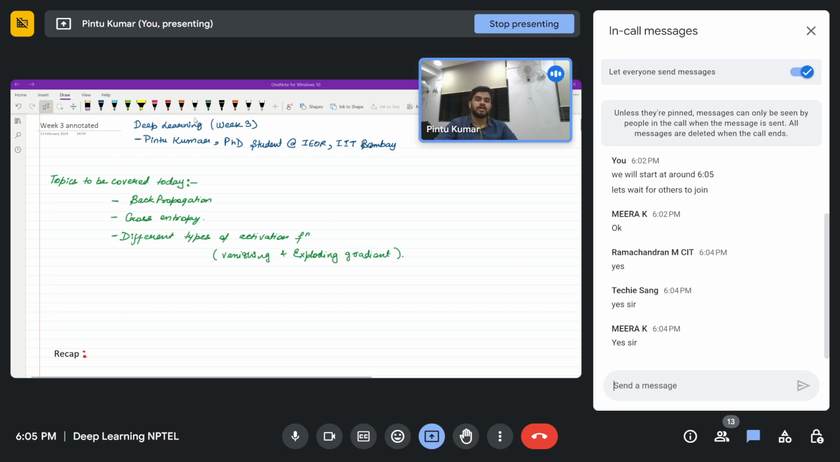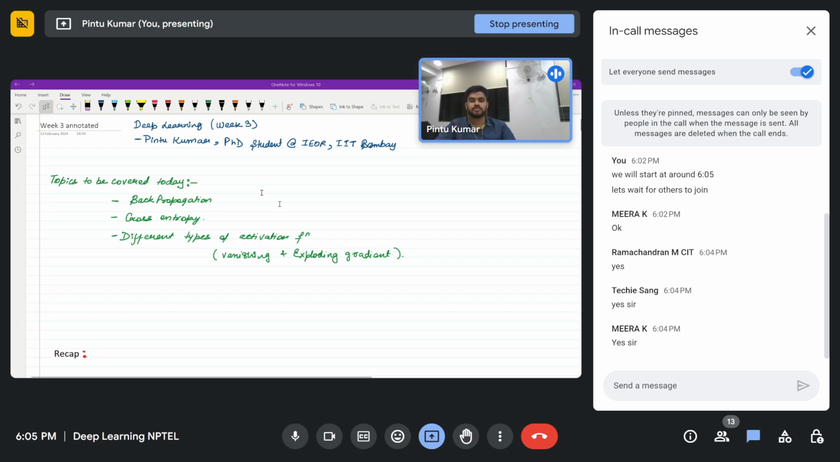The topics that I plan to cover today are related to week 3 content of the course and would broadly cover backpropagation. It would cover cross entropy and how we use this for classification problems, especially multi-class classifications. And then there is a small section that I have included that was not there in the lecture.